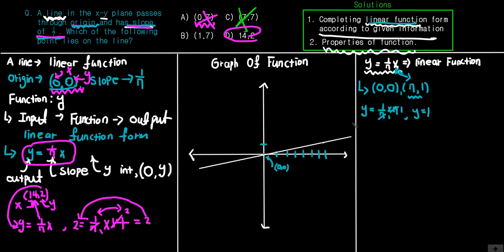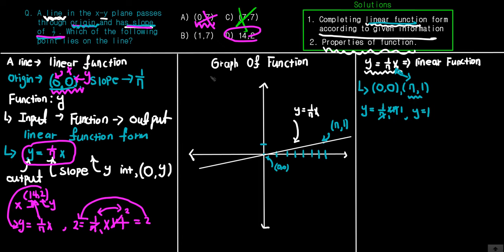And this line is based on our equation, y is equal to 1 over 7x. And we know one more point right over here. It is the case where x is 7 and y is 1, right over here.